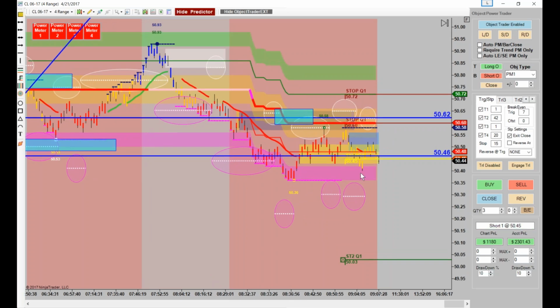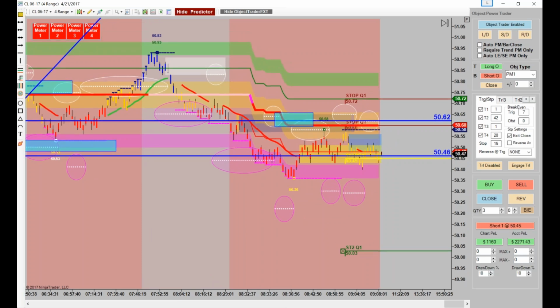Okay, if this takes out this low, we'll put our stop all the way down to here. We have not gotten a break-even trade yet, or we can just wait for break-even to happen. 7 ticks. Bar close out of the box. You could do that also, absolutely.